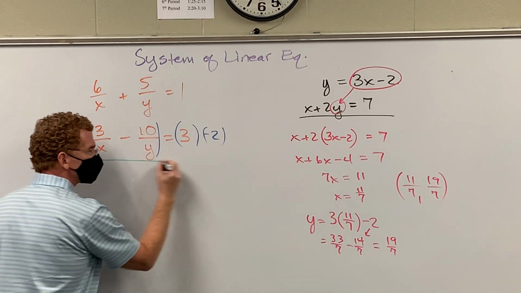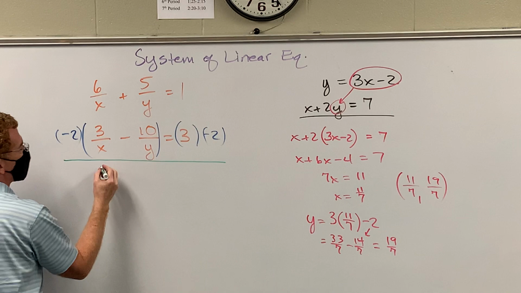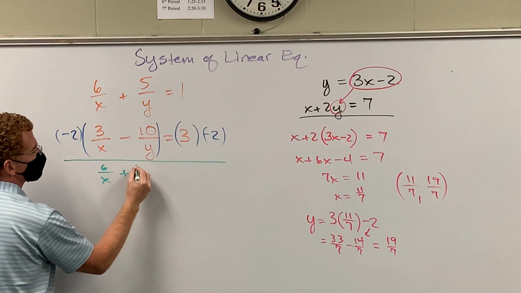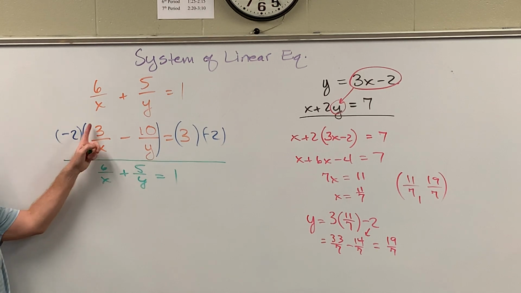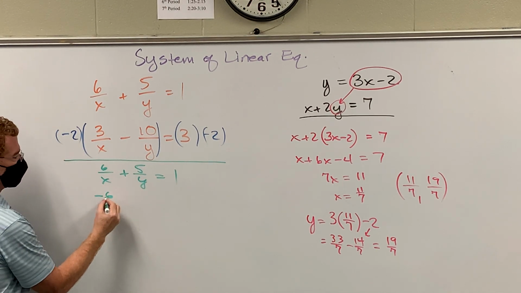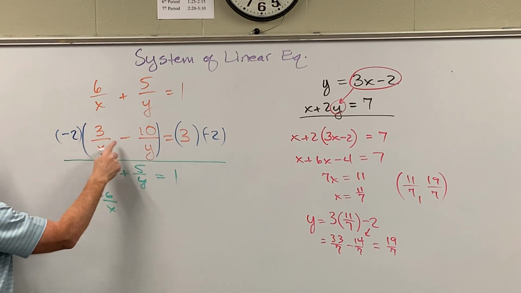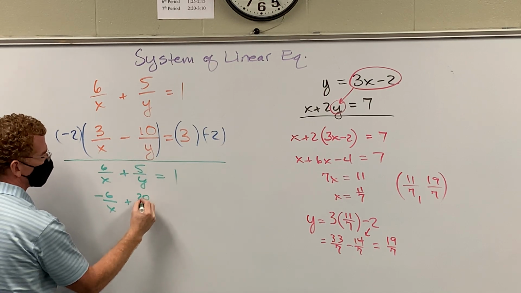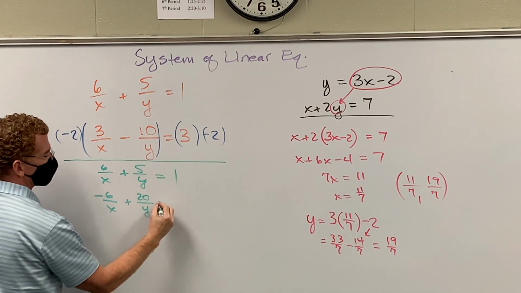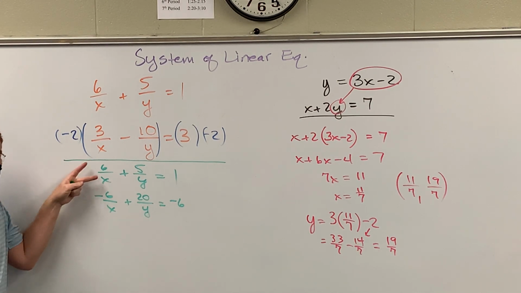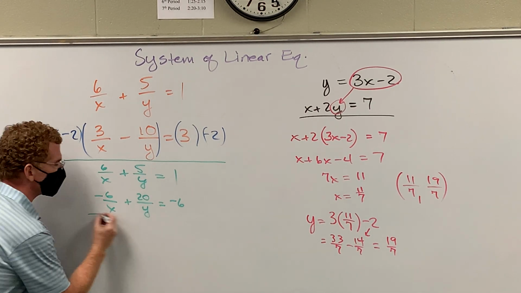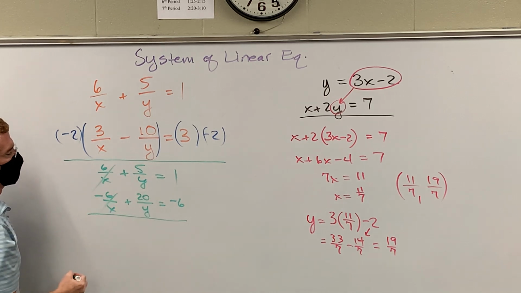I know it's a little different, but just expand your brain a little bit. The top remains unchanged. And the bottom becomes -6 over x, positive 20 over y, and -6. Now, aren't these terms opposites? Well, cancel them out. Eliminate them.